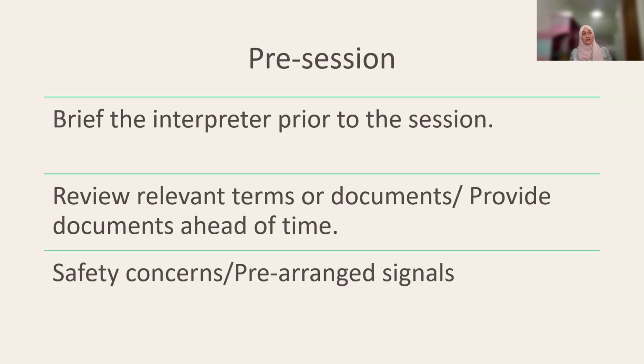Review safety concerns and pre-arranged signals. Depending on the case that you are seeing, check with the interpreter if they have any pre-arranged signals. These signals help them take a break if things get too emotional, or maybe the interpreter is hearing the trauma of a client who went through the same experience as them. It's really important to check before the session whether they have these signals, let's say getting a glass of water. The most common one is getting a glass of water: if the interpreter tells you they need a water break, this means they need an emotional break from what they are hearing or seeing. So it's important to check this with them.